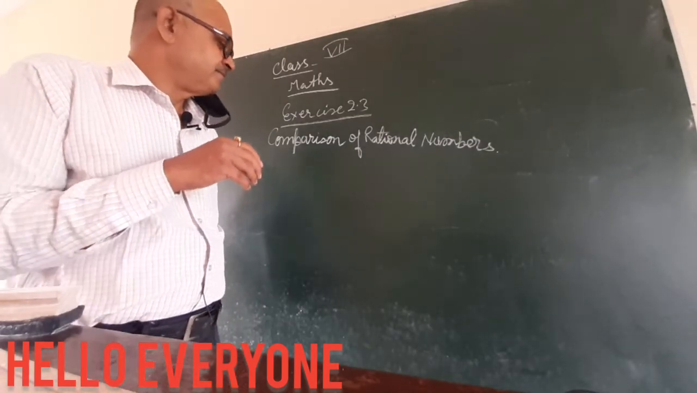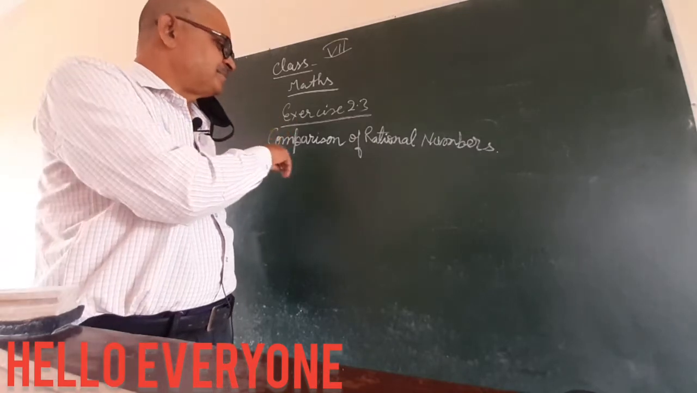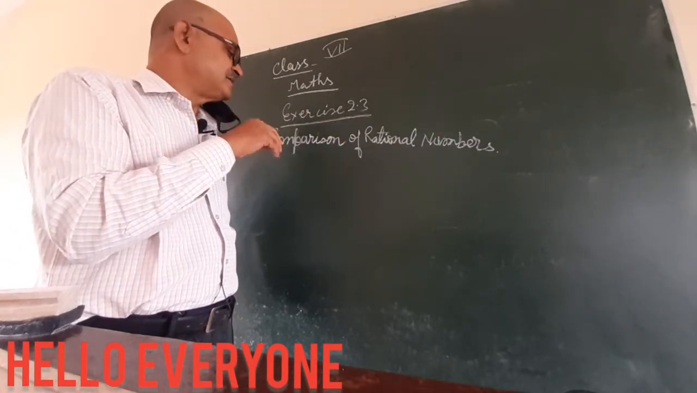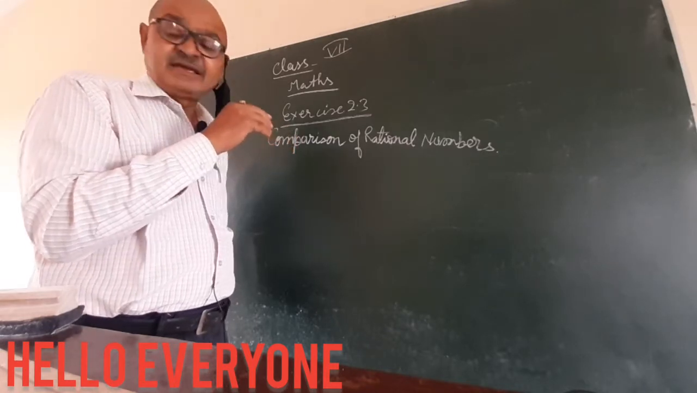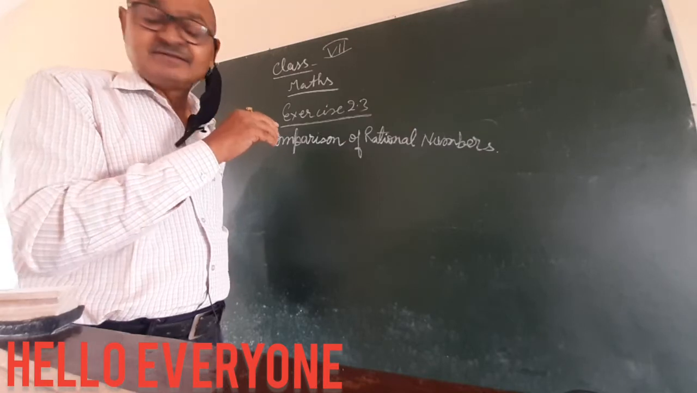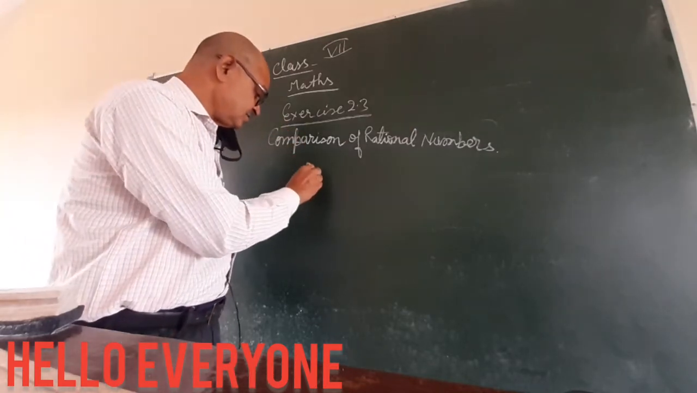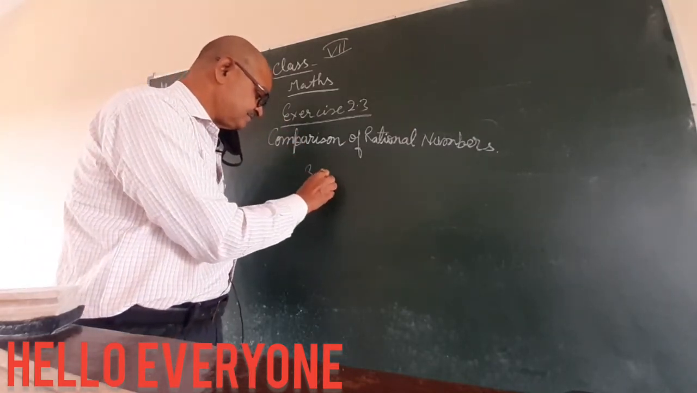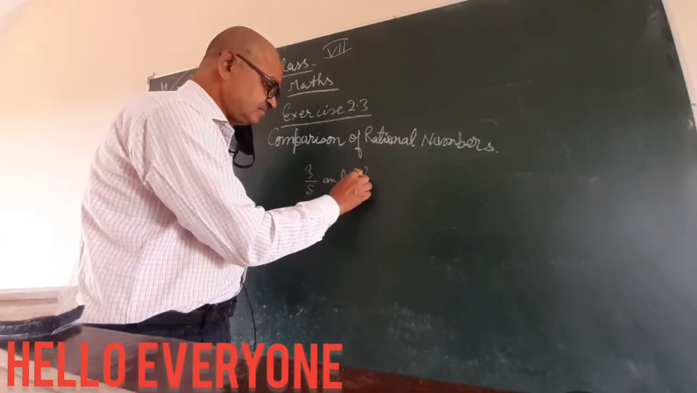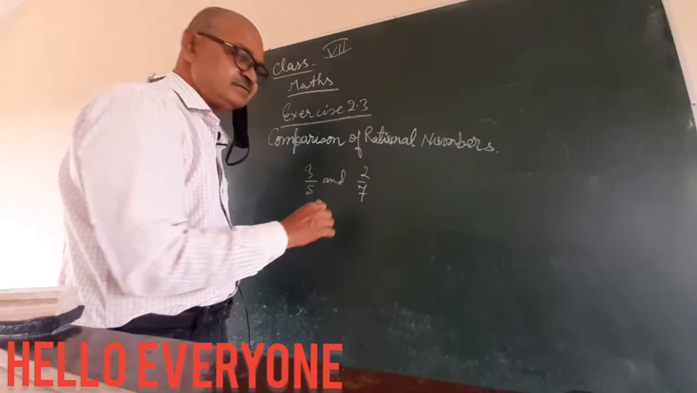Today we will learn comparison of rational numbers. How do we compare them? If the numbers are 3/5 and 2/7.